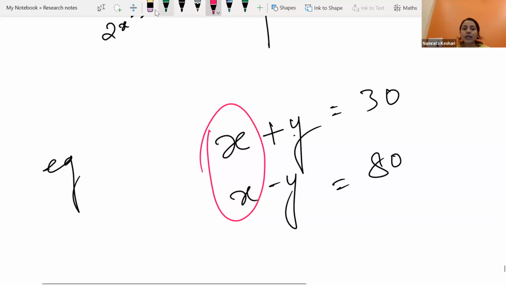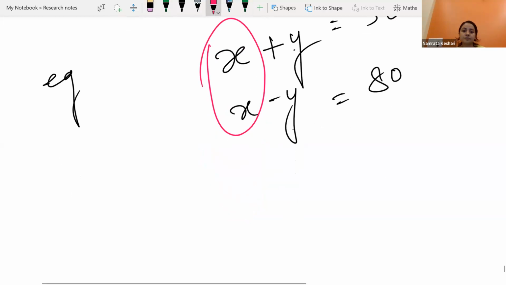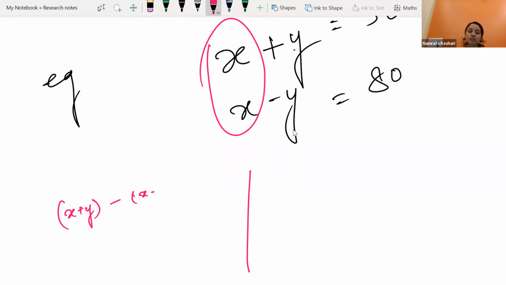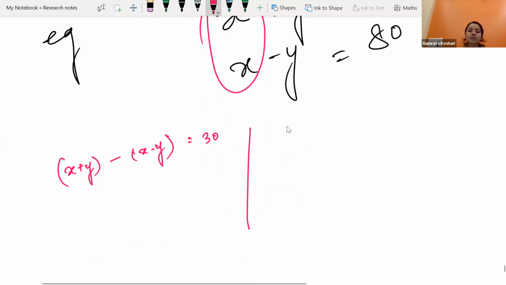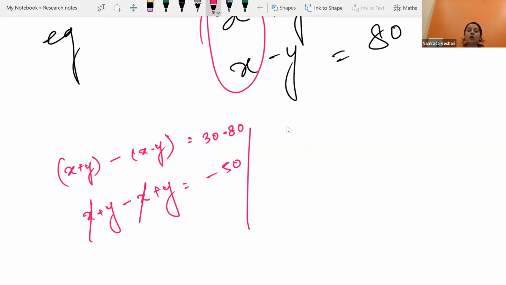If I want to eliminate x, then I will check the sign. In the first equation, x is positive. In the next equation, x is positive. If both the signs are the same, subtraction will be done. To eliminate x, let me show you. x plus y, I am going to subtract x minus y, and we will have 30 minus 80. Let's open the bracket: x plus y minus x plus y is equal to whatever we have. x is gone because I wanted to eliminate x, hence we did subtraction.